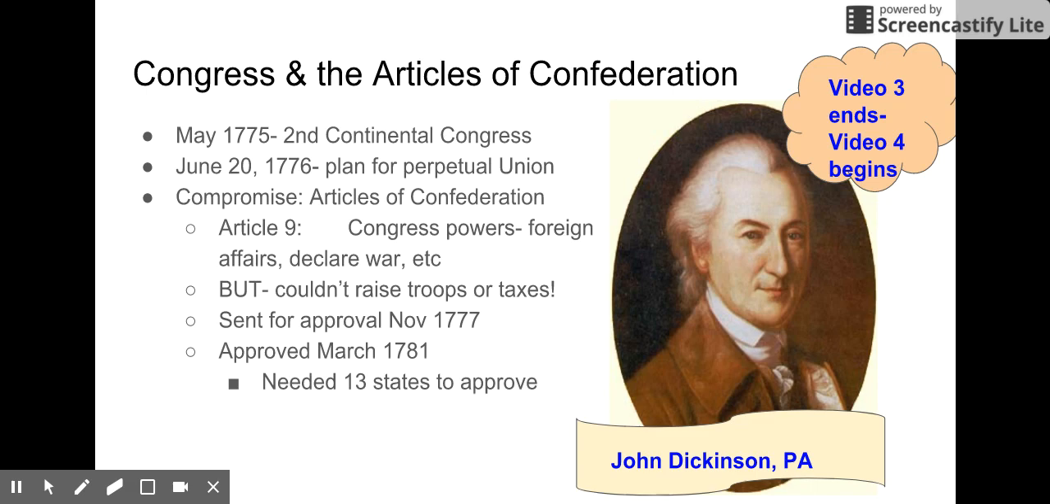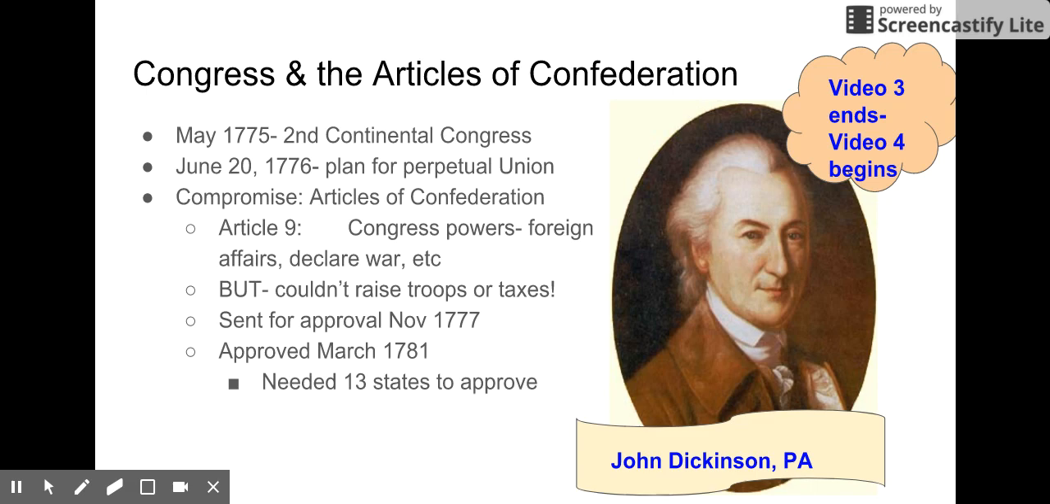So when you think of states' rights, the Articles gave most of the power to the states, not the federal government. But Congress couldn't raise troops and it couldn't levy taxes. So it has the power to declare war, but not raise troops. You see a problem there. You see a problem when it can't raise taxes. How is it going to pay for all the things that it does have the power to do, right? So that's sort of why it became very weak.